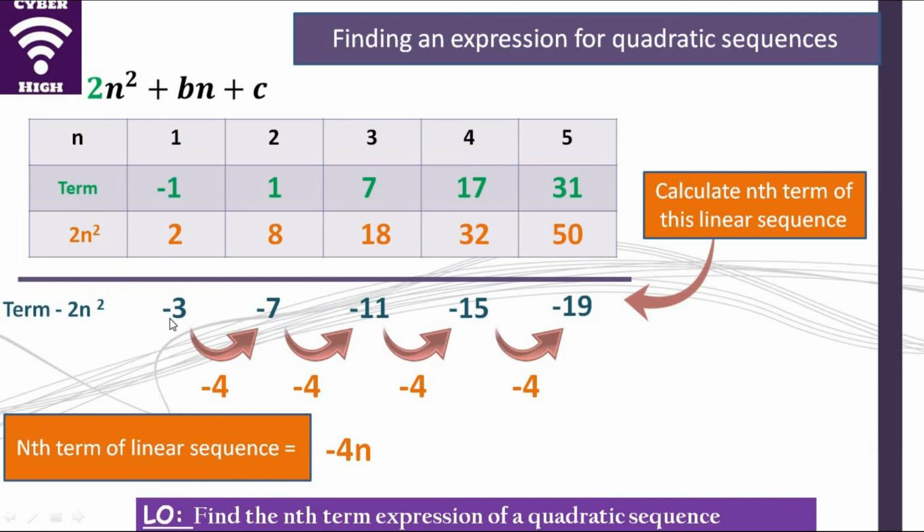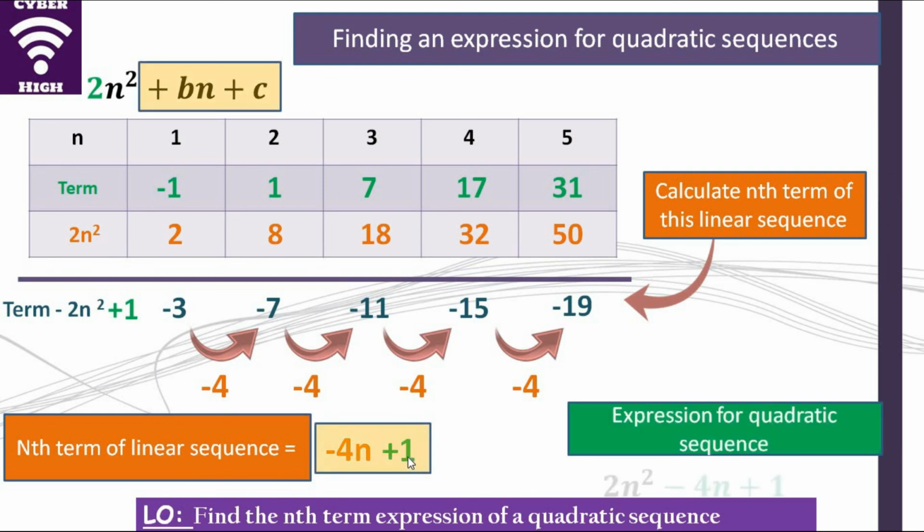What comes before -3 to get the zero term? Since the difference is 4, we are going to add 4 so that we get back here. And so -3 plus 4. This gives us +1. So we take that +1 and put it here. So the expression for this sequence is now -4n plus 1. And guess what? This expression is what comes in this position. So our b is -4 and the value of c is 1. This is interesting. So our final expression is now going to be 2n squared minus 4n plus 1.